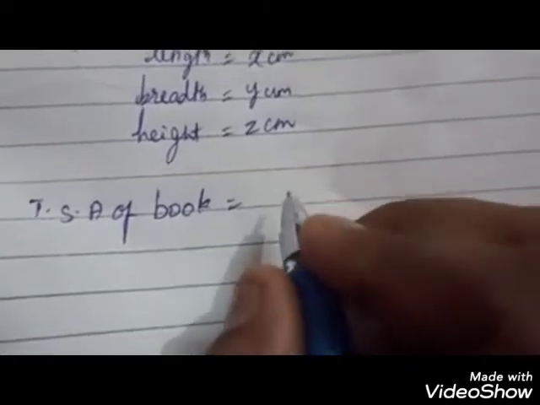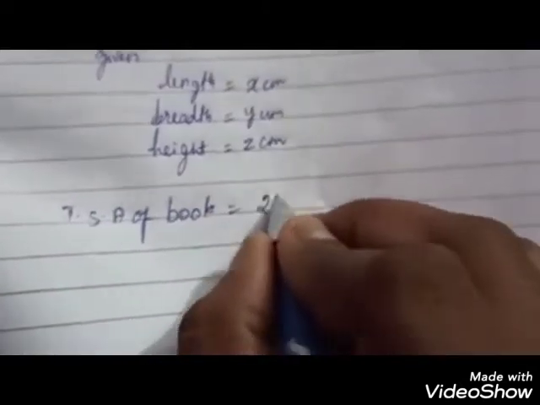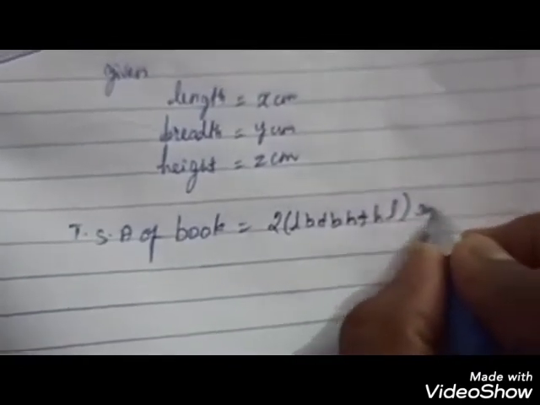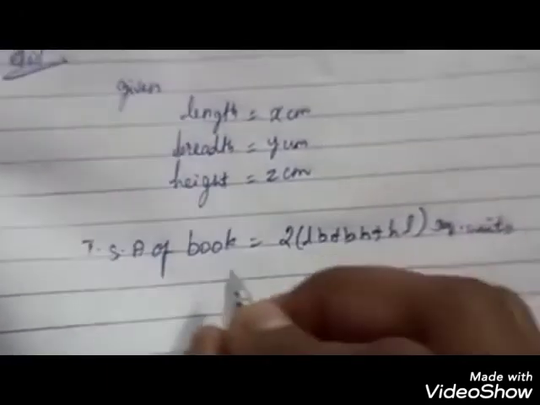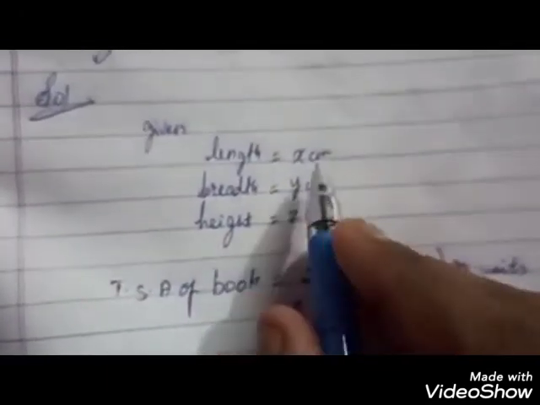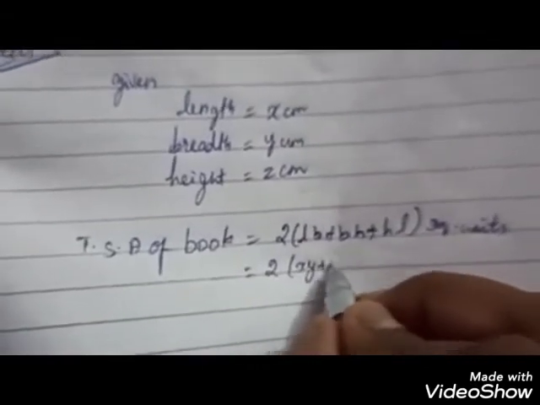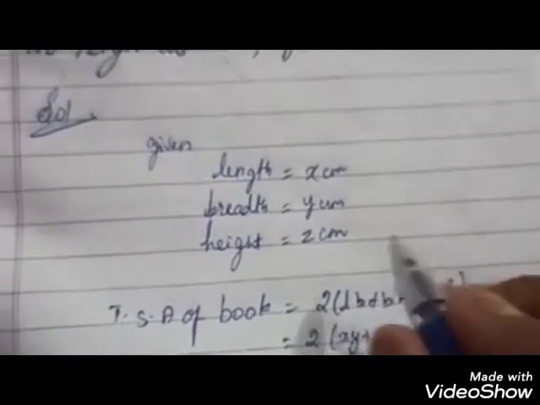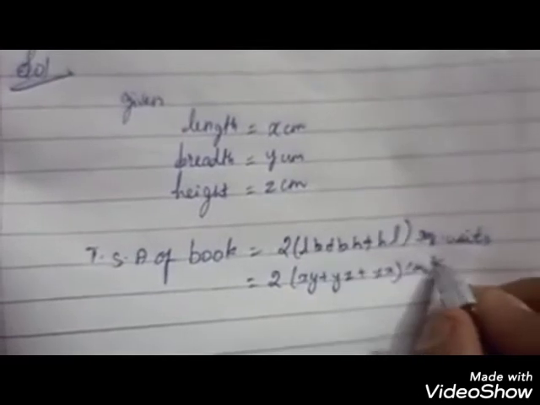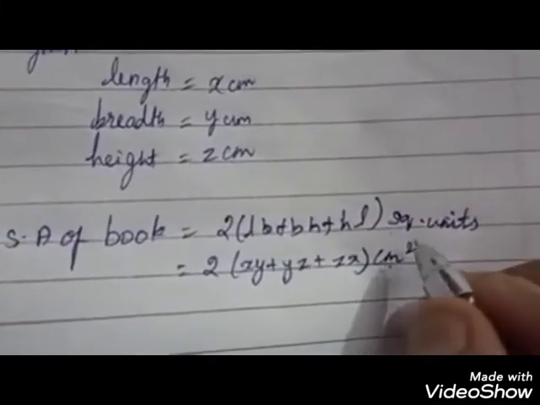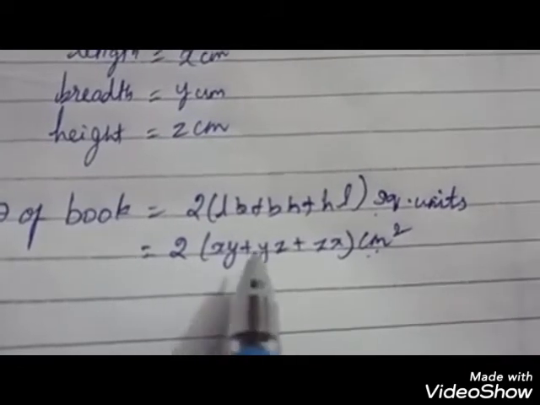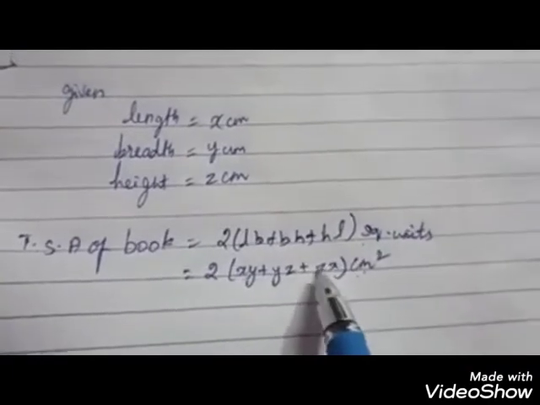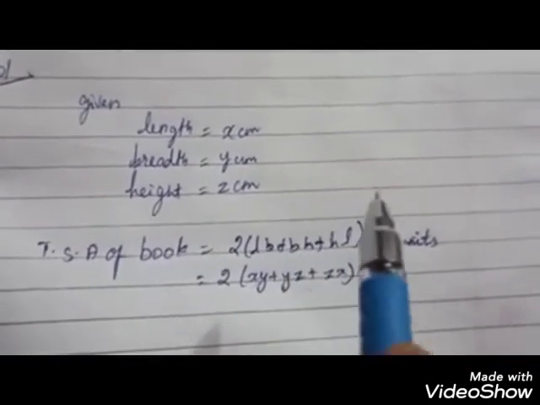The book is in the form of a cuboid. So what is the formula? 2 into (LB plus BH plus HL) square units. So here 2 into LB, what is the value of LB? It should be xy plus yz plus zx centimeter square. Here the unit is centimeter, which means square unit. So centimeter square. We can't simplify anymore, so this is the answer: 2 into (xy plus yz plus zx). This is the total surface area of a book.